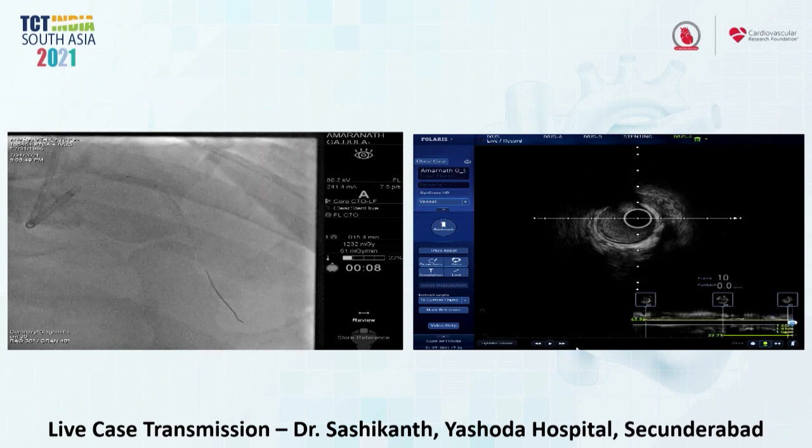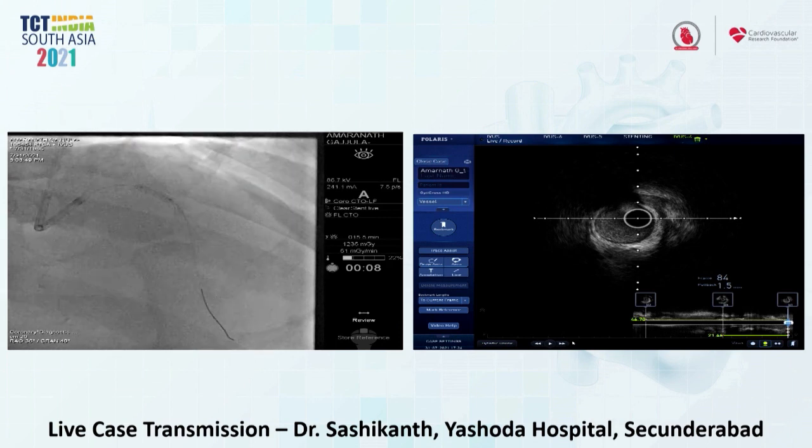So get the IVUS catheter ready. We are going to go ahead with the proximal inflations with the 4 millimeter balloon and giving you an IVUS run.